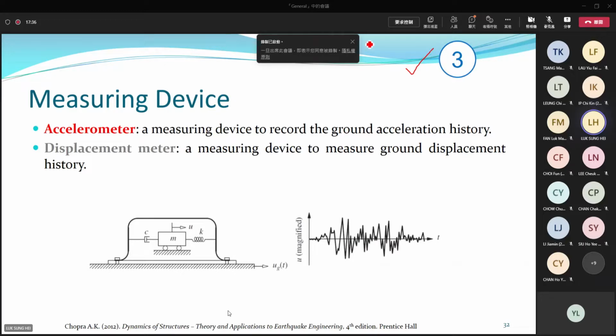If you develop a device to measure acceleration, we call it accelerometer. Accelerometer, acceleros is something like acceleration. Meter is something used to measure the values. Accelerometer means a device used to measure acceleration.